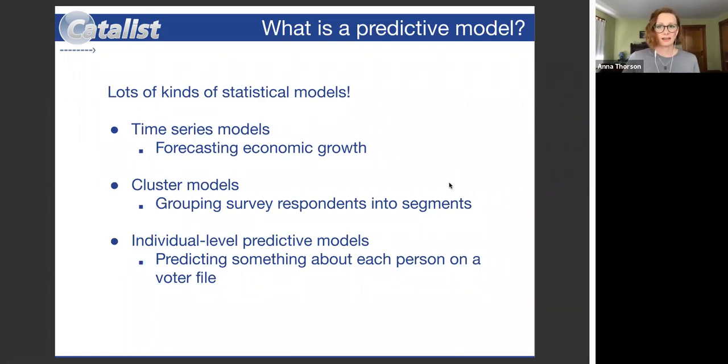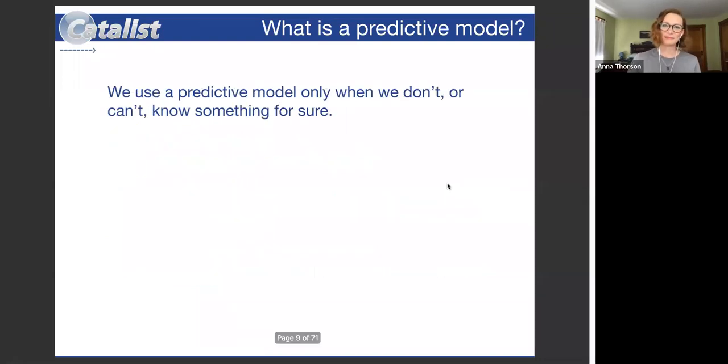But for today, and for the rest of this presentation, when I use the word model, I'm talking about this last kind. I'm talking about this individual level predictive model. Just know that when you use the word model in your day-to-day life, it might mean something different to the person you're talking to. So I'm trying to be very clear about what kind of model we're talking about today. All right, so what is an individual level predictive model, Anna? You are hopefully wondering. Well, I'm going to tell you how to use it.